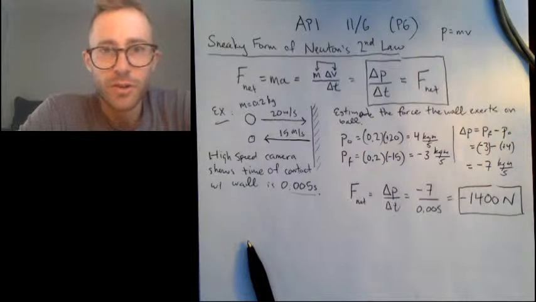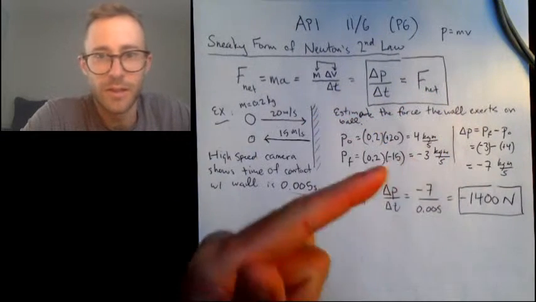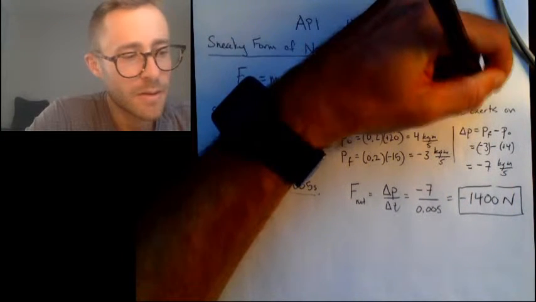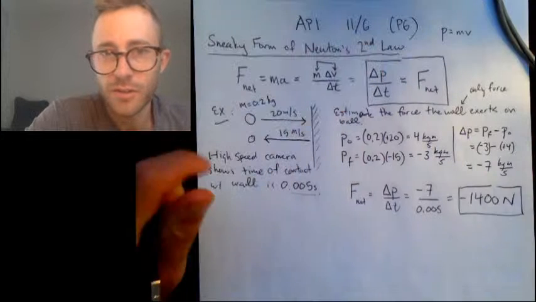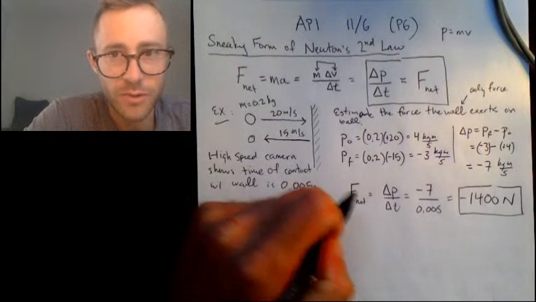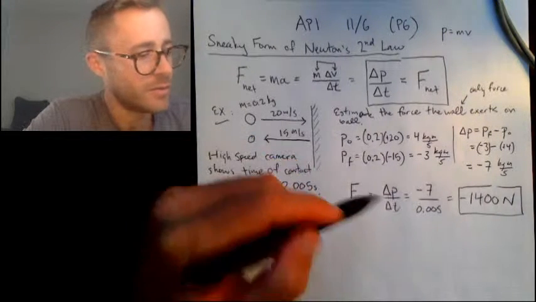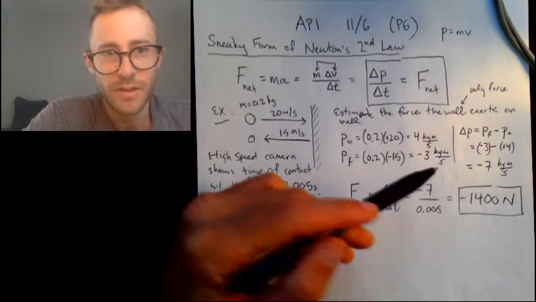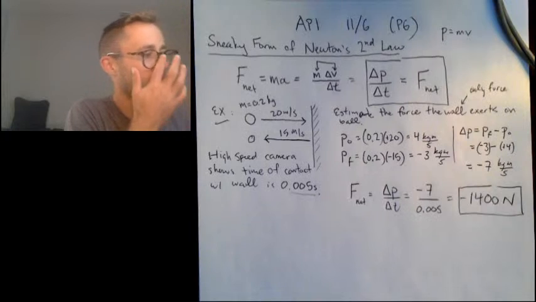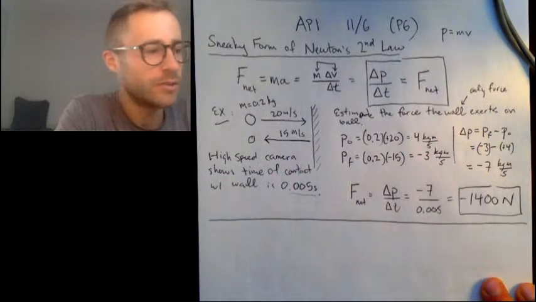The other thing is, notice how the sneaky form of Newton's second law refers to the net force. So I'm kind of assuming that the wall is the only force on the ball at that particular instant, okay? Because the rate of change of momentum tells you the net force. So if there were other forces present, then negative 1400 would be the sum of all of those forces. So I couldn't isolate just a single force. Okay? So anyways, the sneaky form of Newton's second law is useful.